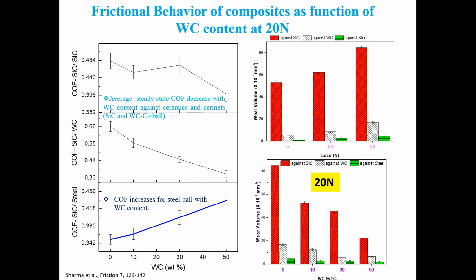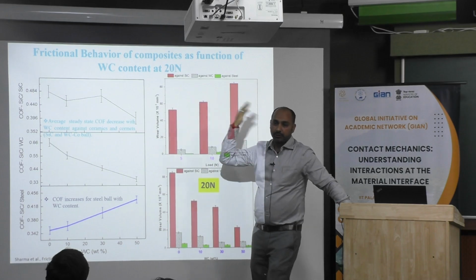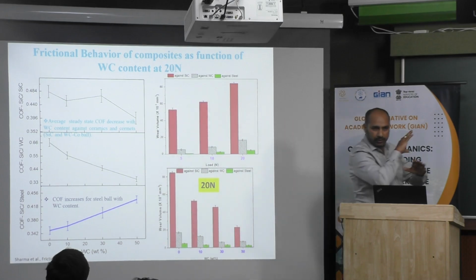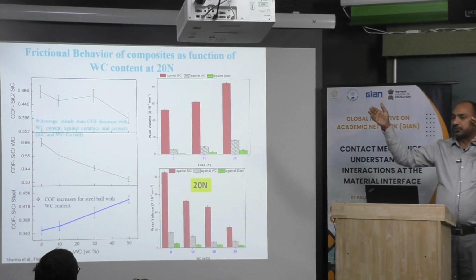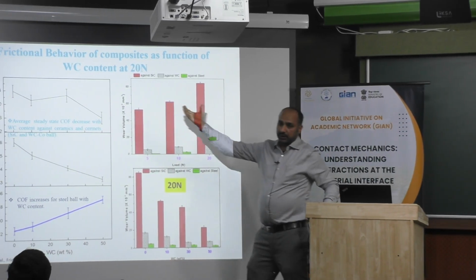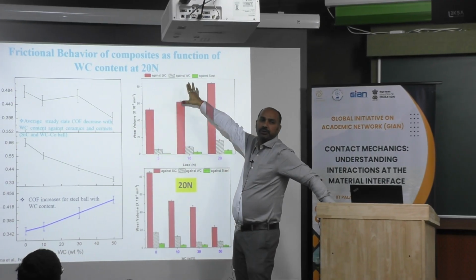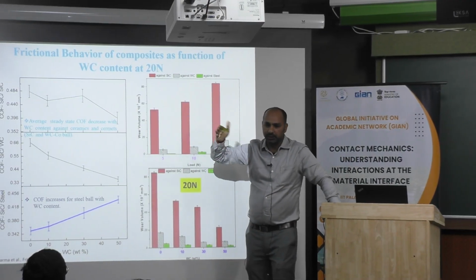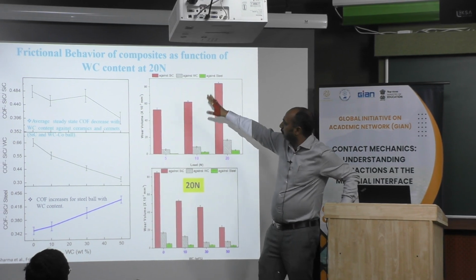So this is what we found, average COF if you go for tungsten carbide composition now. The earlier one is with respect to simply monolithic SiC with respect to load. Now we will see how friction is changing with the composition. That we will see only at 20 Newton load. We are not looking at 5, 10 Newton load. We are going for 20 Newton load.